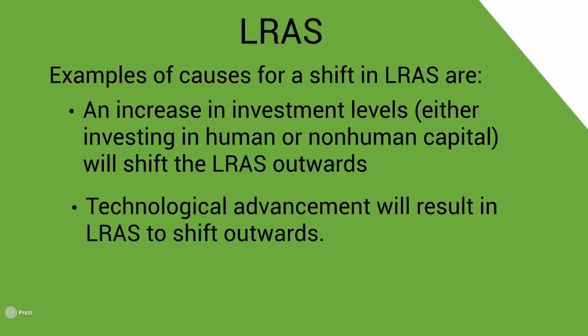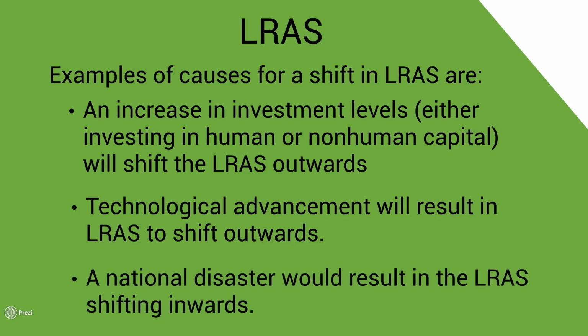Another cause of a shift in the LRAS curve would be technological advancement. Examples of technological advancement would be robots, artificial intelligence, and autonomous vehicles. All three of these examples would allow the economy to produce more goods and services than it currently does now. This would be represented graphically by an outward shift of the long-run aggregate supply curve.